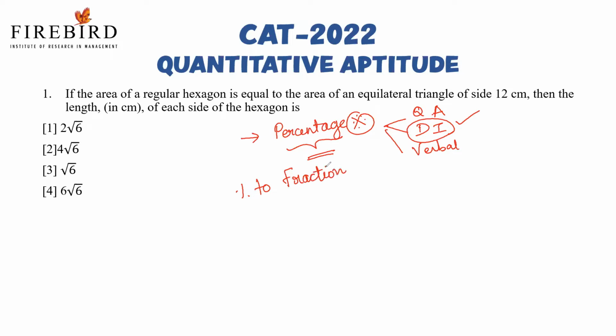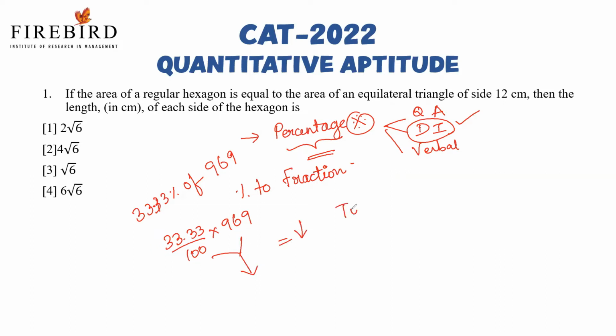See, if I ask you what is 33.33 percentage of 969, we cannot do 33.33 divided by 100 into 969, right? If we go by this method, definitely it will consume time. Time management is another important factor when you come for the CAT exam or MAT exam or anything. For CAT and MAT, time management is very, very important. So how will you manage this time?